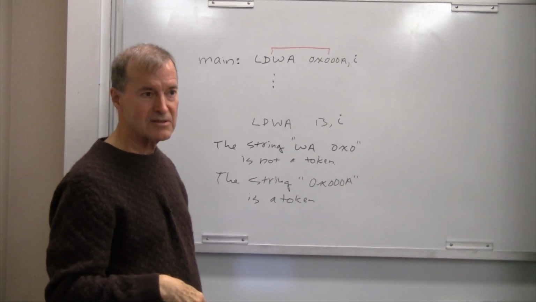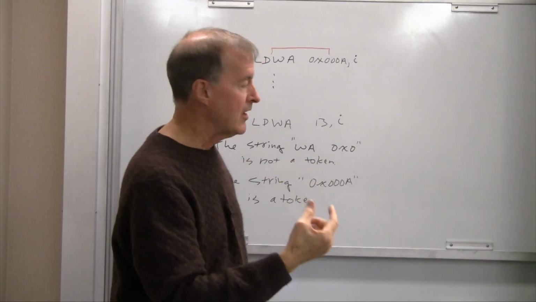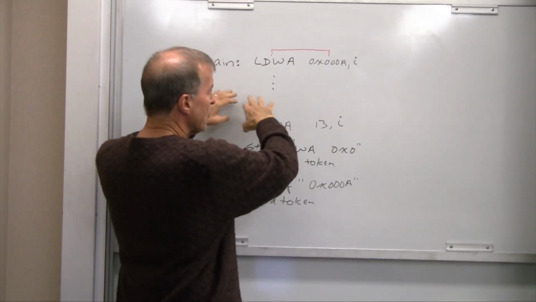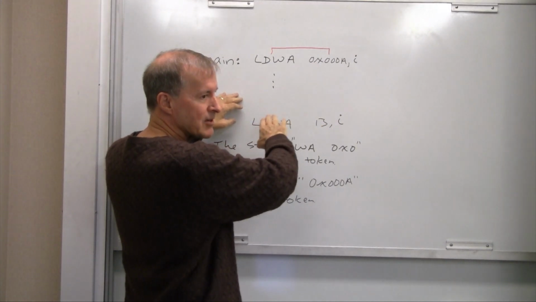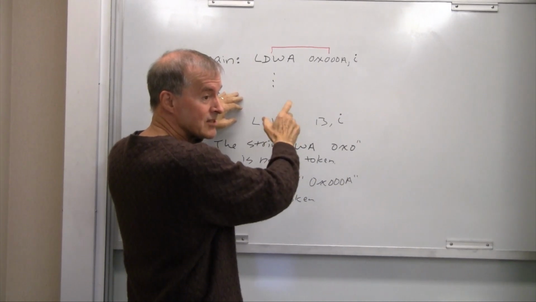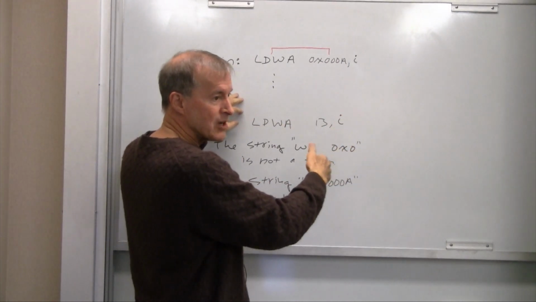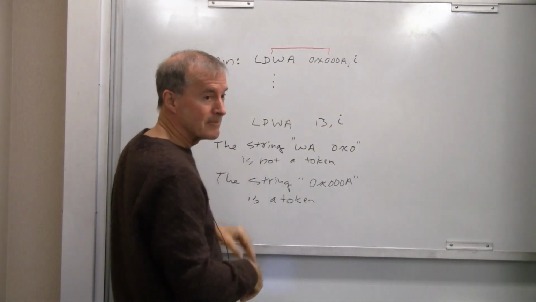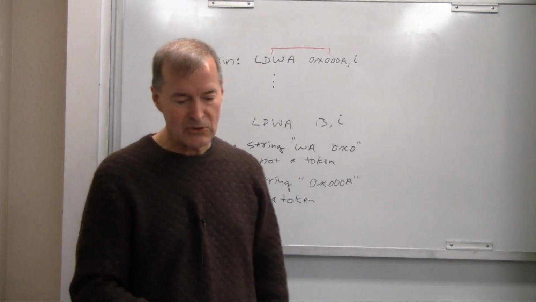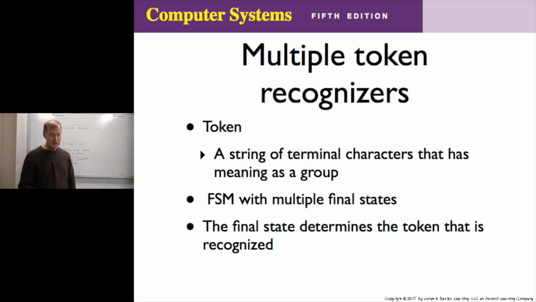Is everybody clear on this? Because you want to recognize tokens, and you don't know ahead of time what the programmer has in the source code. You're trying to tokenize, to discover the tokens, but you don't know ahead of time which one to look for. So you have to look for many at the same time. That's why we need multiple token recognizers. A multiple token recognizer is a finite state machine with multiple final states, and the final states determine the token that is recognized.